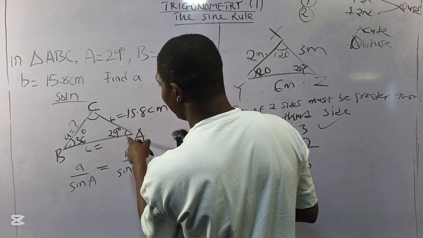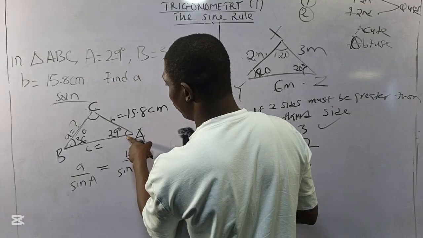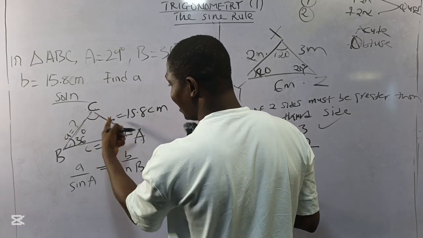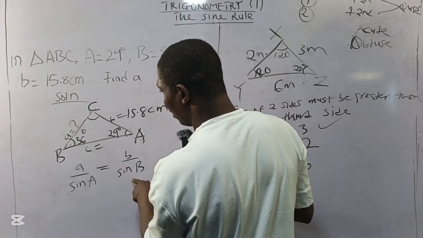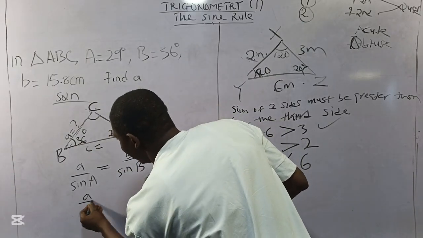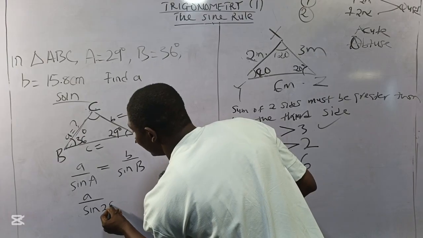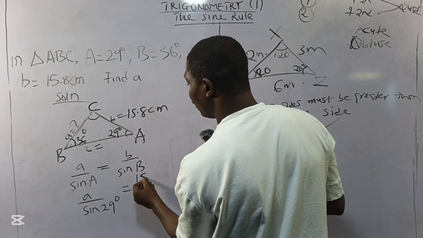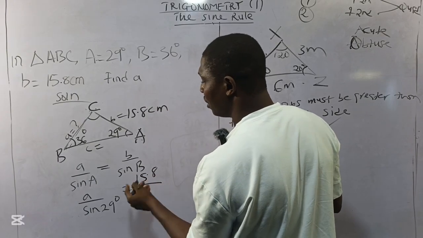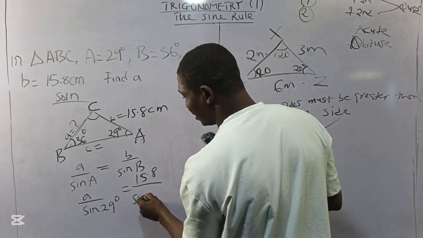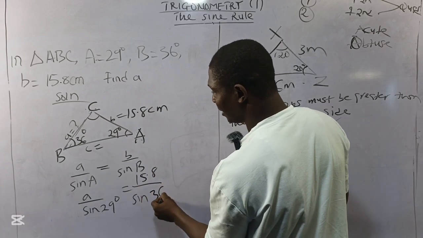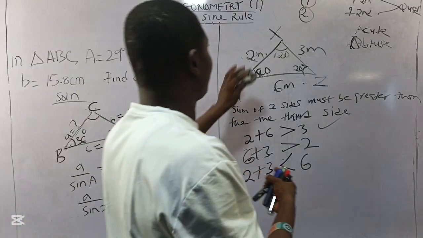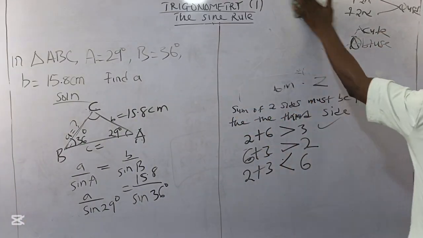Now my a is my question. My angle A is known. My small letter b is known, which is side AC. And my angle B is also known. So I'll simply add my a over sine of the value of A, 29 degrees, equals my b, here's my b, 15.8 centimeter. My a will also be in centimeter. All over sine of the value of B, which is 36 degrees. Now all I have to do here is to cross multiply.